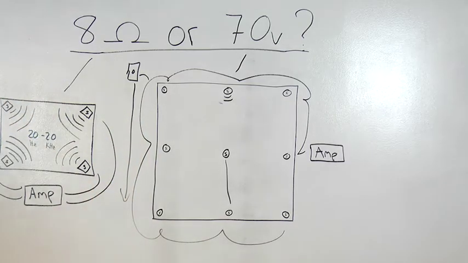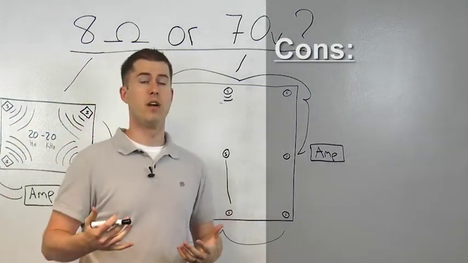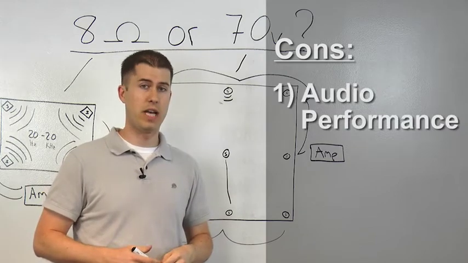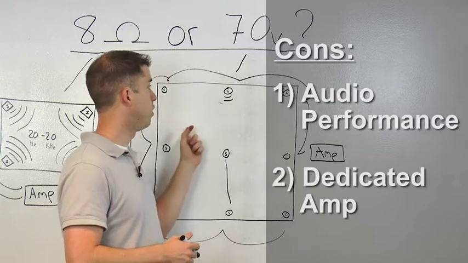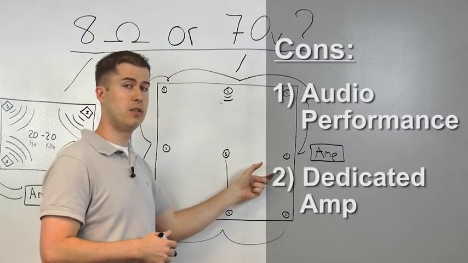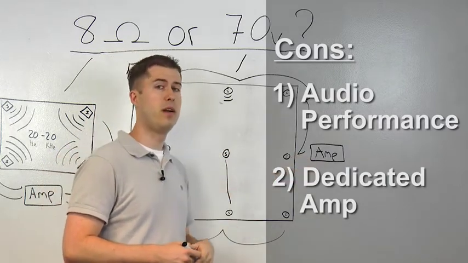Some of the disadvantages of 70 volt are, well, you don't get the full 20/20 range of sound, meaning you don't get the same audio performance as you would with an 8 ohm system. Plus, your choices are limited in powering your speakers, as a dedicated 70 volt amp is required.